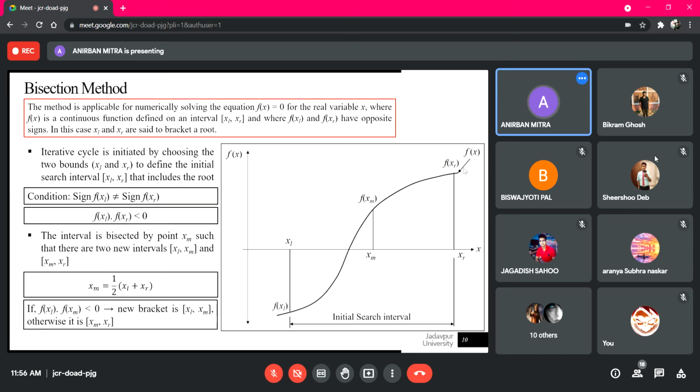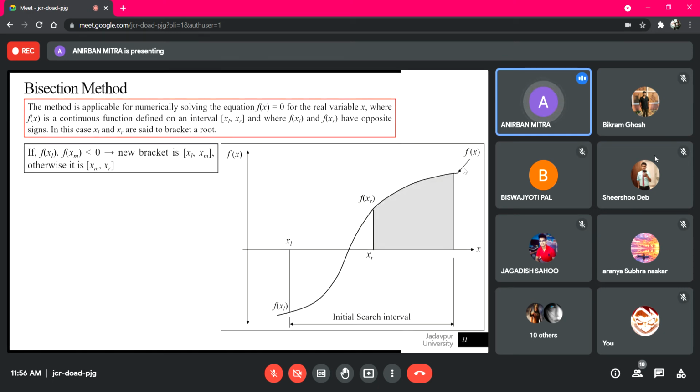So here it is mentioned that if f of xl multiplied by f of xm is less than 0, then you define a new bracket, and this new bracket is xl to xm. However, if this condition turns out to be false, that is, f of xl multiplied by f of xm is greater than 0, then obviously the root is not within xl to xm. It will be in xm to xr. But in the example we are showing at the moment, the root is situated within xl to xm.